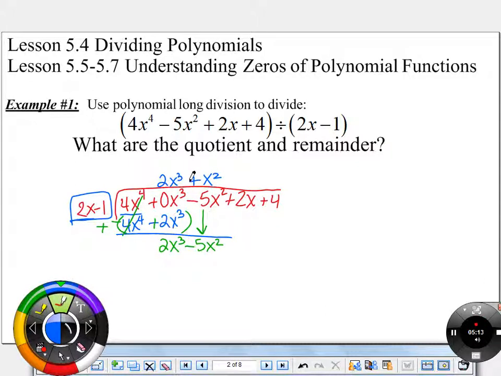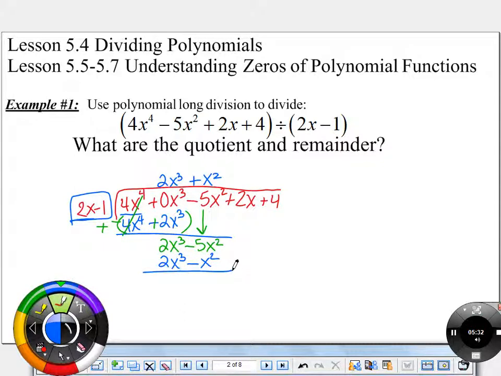I don't need to make it cancel out on my own. I need to make it look the same. That way when we get to the part in the division problem where we subtract stuff, it cancels out. Okay? So I choose x squared. X squared times 2x gives me 2x cubed, which is exactly what I wanted. And x squared times minus 1 gives me minus x squared.